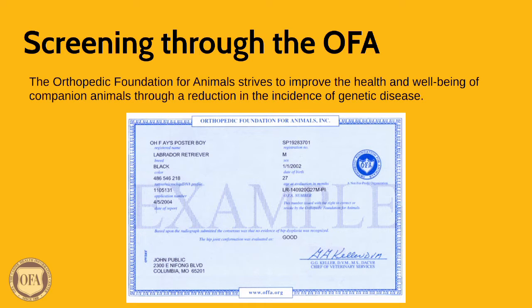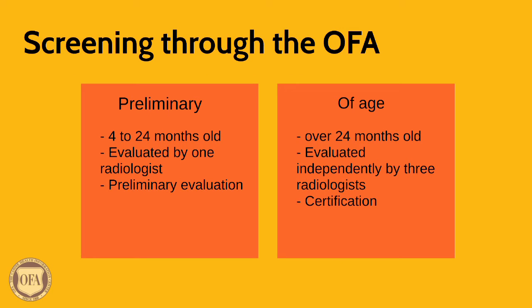One of the most common screening tests that is performed is for canine hip dysplasia. For evaluation through the OFA, a single radiographic projection, a ventrodorsal view, of the pelvis is required. If the dog is under 24 months of age, a preliminary evaluation is performed by a single board-certified radiologist. If the dog is over 24 months of age, this radiograph is submitted to a panel of 3 radiologists for independent evaluation and grading. The average grade is then accepted as the dog's final score.